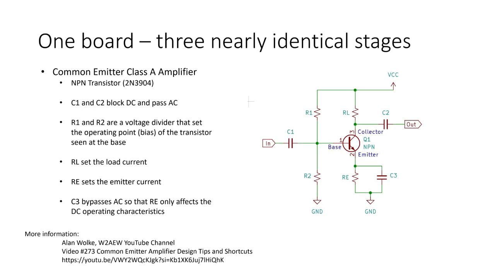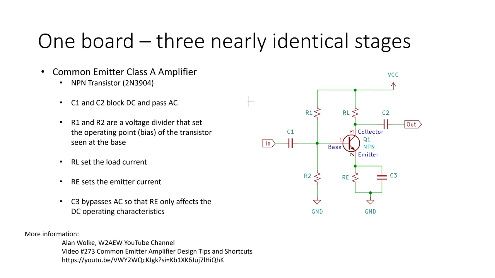So C1 and C2, those are just blocking capacitors. They block any DC coming in or out of the circuit and pass AC, in this case audio AC. And if you think about it, we want each stage to operate independently of the other stages as much as possible. So we want to keep extraneous DC out of our circuit, and we don't want to send extraneous DC down to the next stage of the circuit. So that's what those are there for.